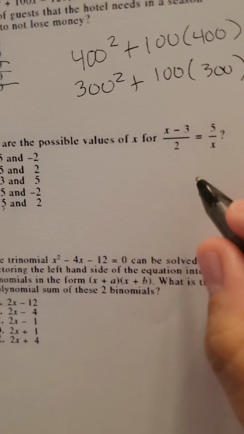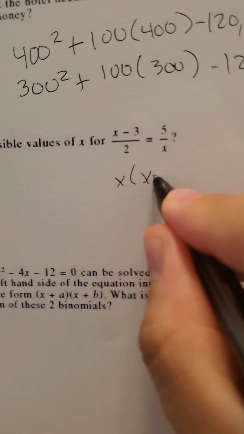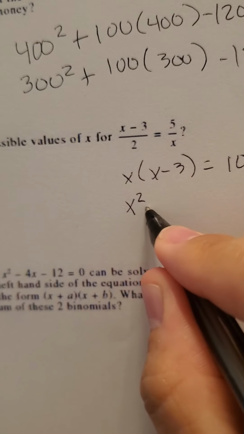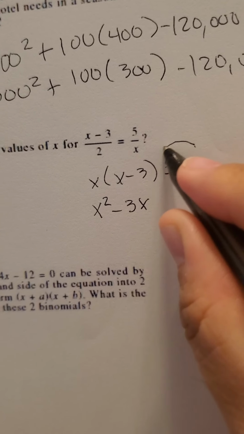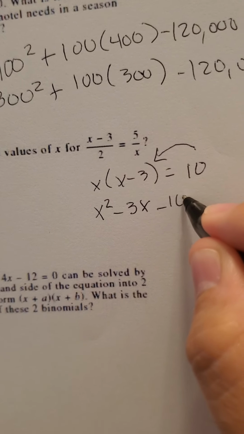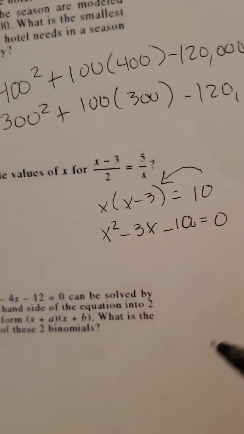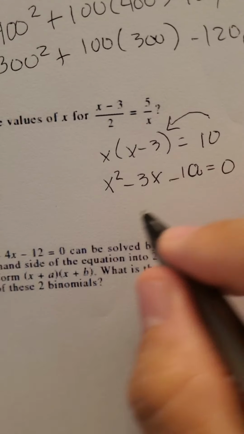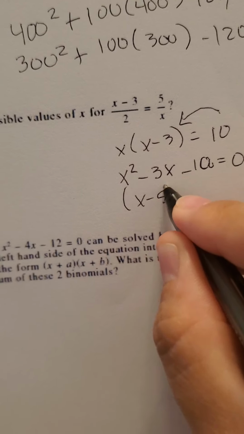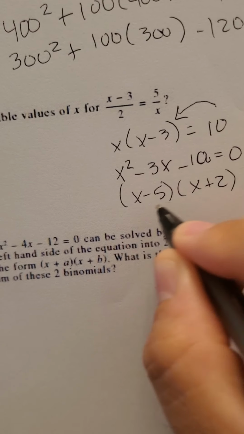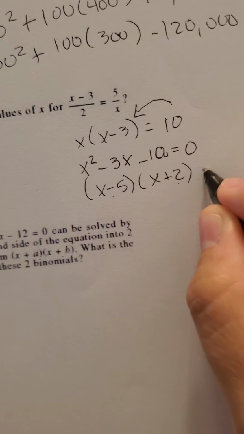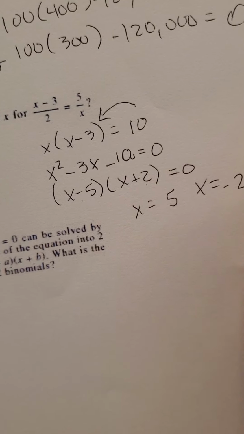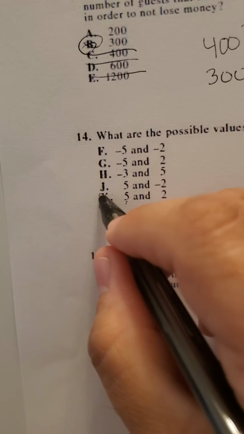But I'm going to go through and show you cross multiply. So that's x times x minus 3 equals 10. So that's x squared minus 3x. I'm going to move this over so it becomes a -10. Equals 0. Okay, and then what's going to multiply to give me -10? Well, 5 and 2, and I can make it a -5, right? And a +2, because those added together will give me -3. So then I know my answers are x equals 5 and x equals -2. So 5, -2 is J.